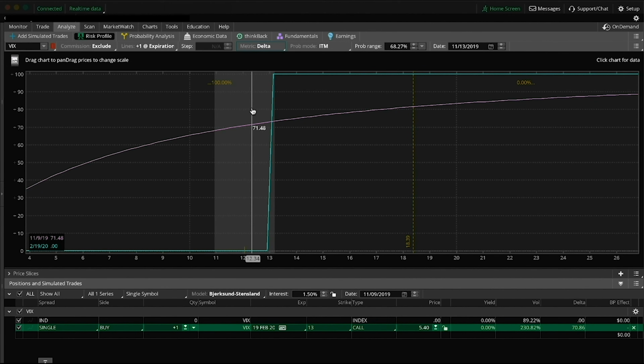Remember, delta is the sensitivity to an option's price. So if the VIX index goes up by 1, the option contract will gain $71.48. A positive number, it's delta positive. This is a bullish trade, and we want the VIX to go up.